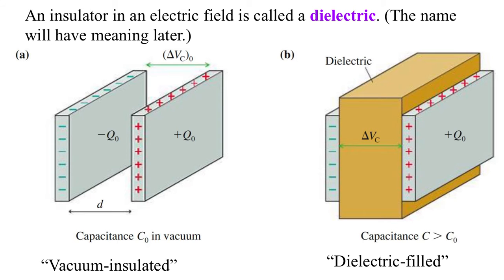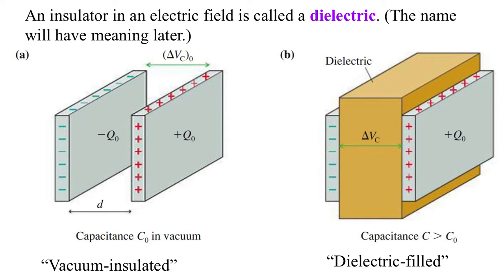The final topic in this unit is on something called dielectrics, which is a curious little word whose meaning will become clear as we go on. An insulator in an electric field is called a dielectric, or sometimes a dielectric material. This name will have a meaning a little bit later, so hold on to that for a second, and let's walk through what we have here.